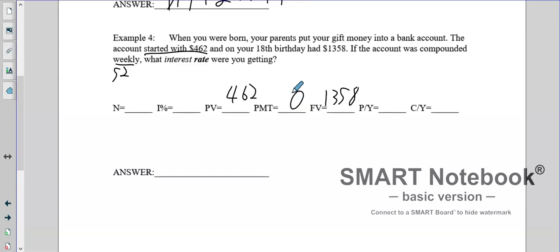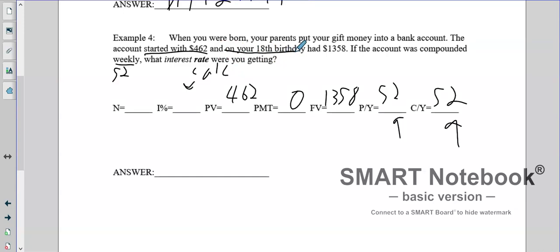Okay. It says weekly, there's 52 weeks in a year. So that means there's 52 compounding periods per year. So we put 52 in here, and again, when we put it in here, it will automatically change here. We are calculating the interest rate. Now remember, N is always a tricky part. You just got to think about this for a little bit.